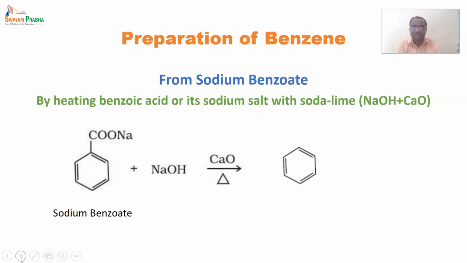So very simply, it forms a benzene, and in this case decarboxylation has been observed, because the carboxyl group has been removed, and CO2 has been formed from such a reaction. And one more product we get, that is Na2CO3. So by combining all this, we get sodium carbonate.